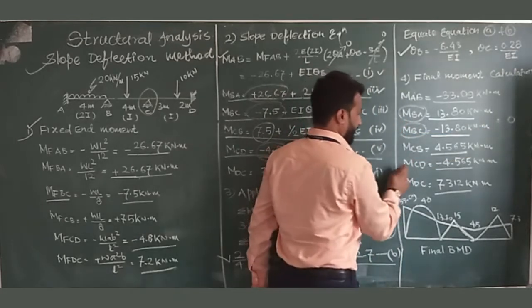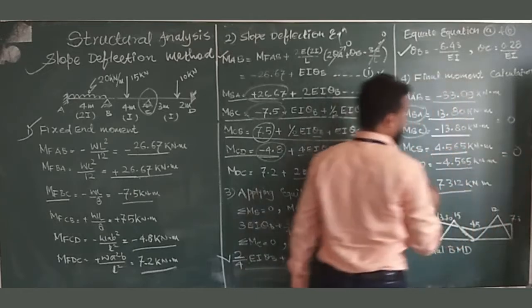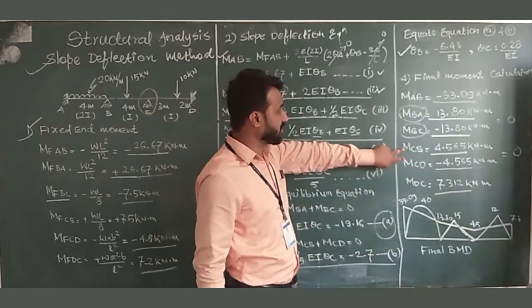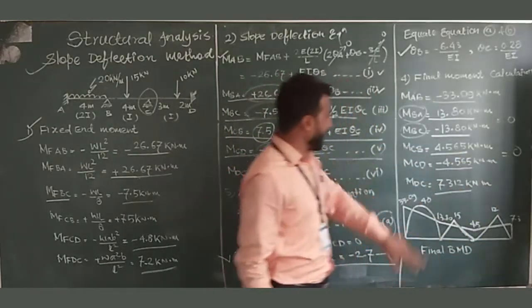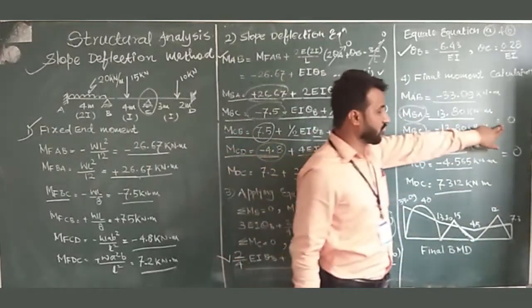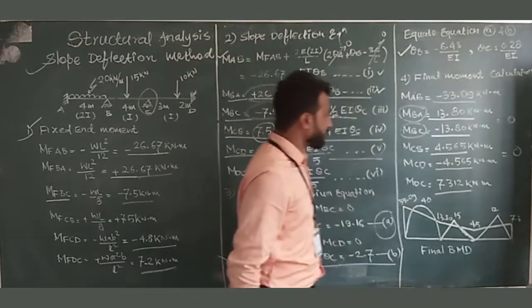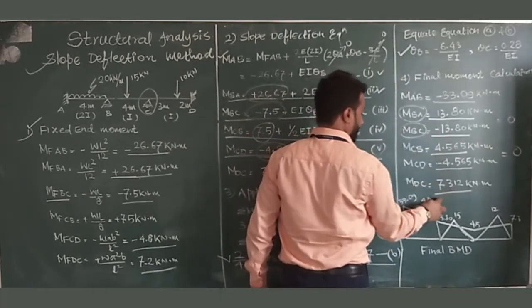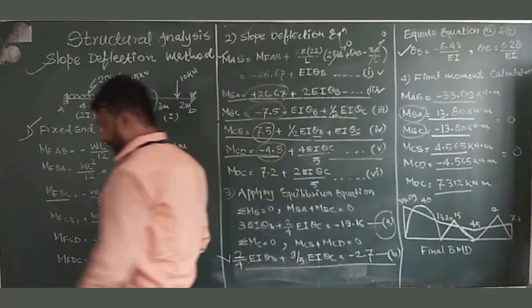Similarly, moment CB plus moment CD is equal to 0. So this is the check we have to do here: the sum of the moments at joint C must be equal to 0, and the sum of the moments at joint B should also become 0. Now we know the final moments here. Now we have to draw the final moment diagram.